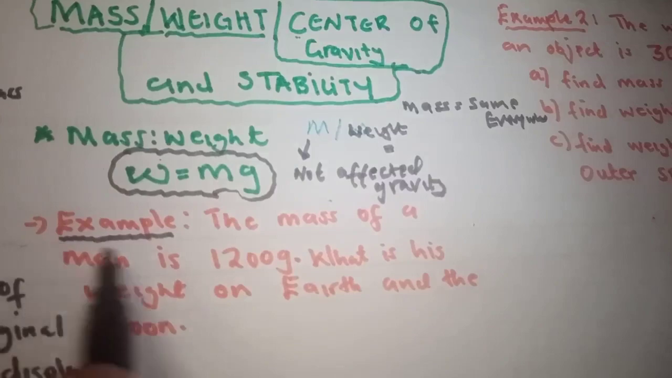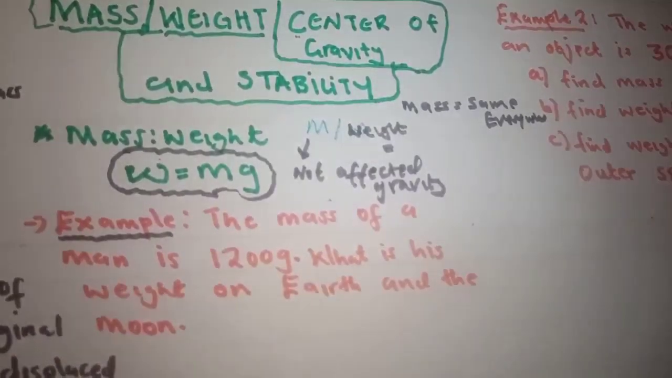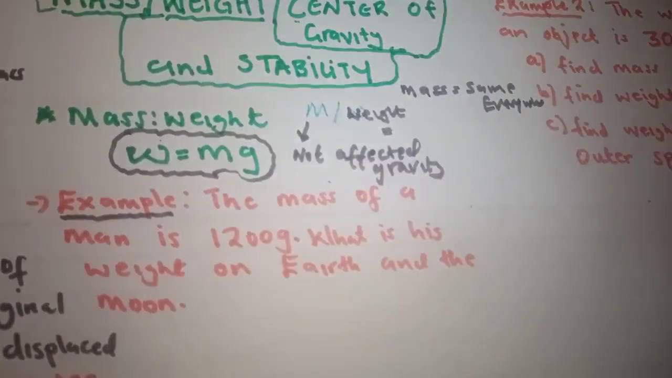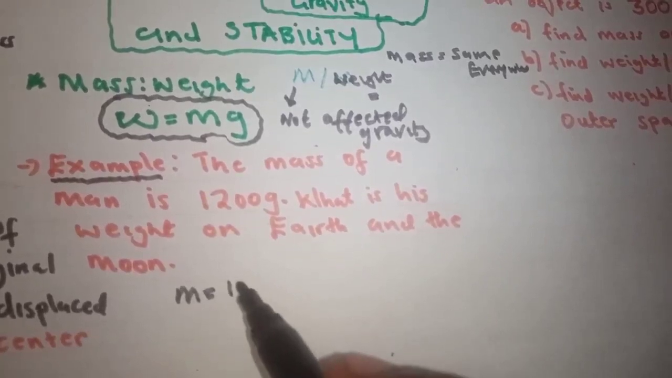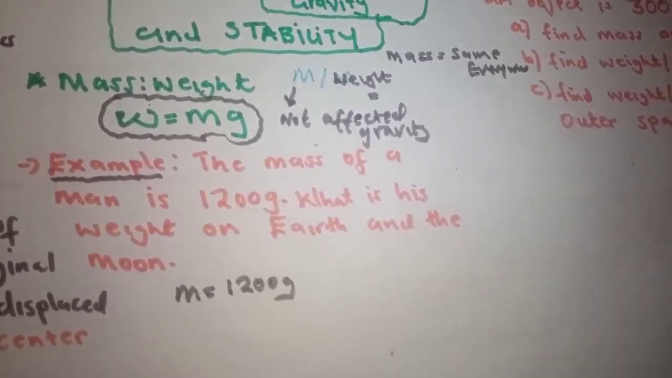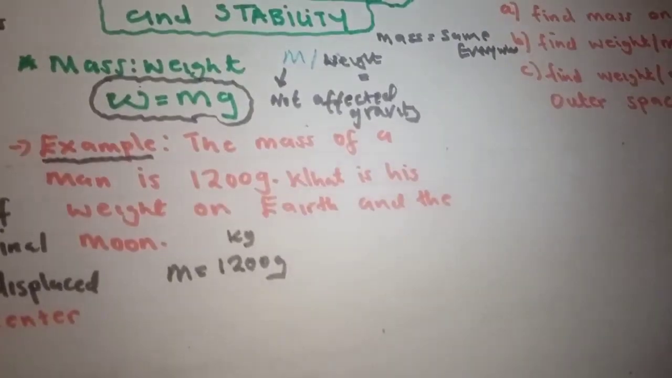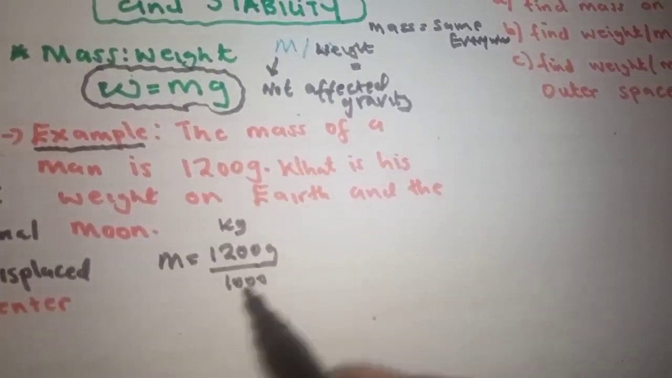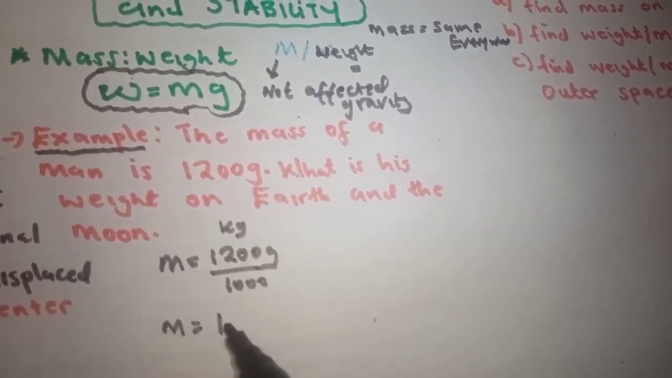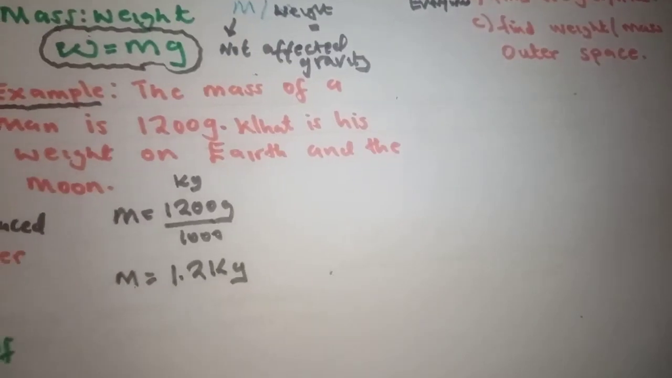We have an example here. The mass of a man is 1,200 grams. What is his weight on Earth and the Moon? We've been given a mass which is 1,200 grams. Now remember, mass is measured in kg, so we need to convert the 1,200 grams into kg. Simply divide this by 1,000, meaning our mass would be 1.2 kilograms. This is the mass that we need.